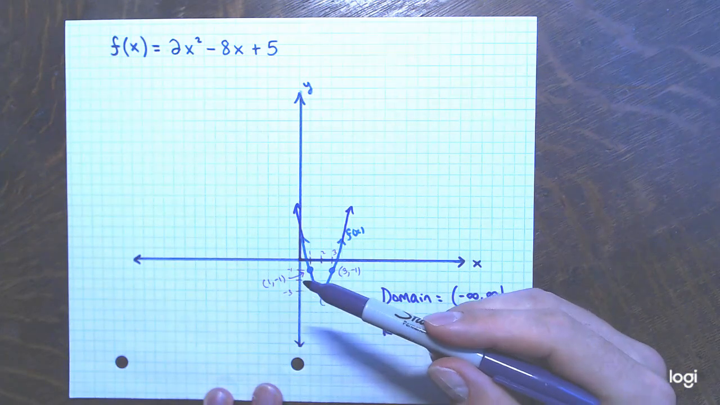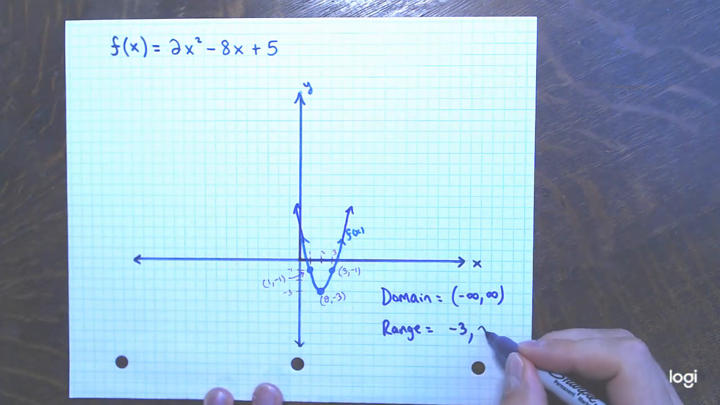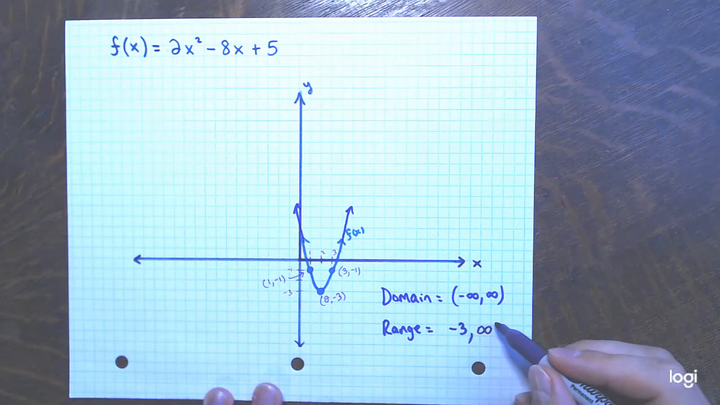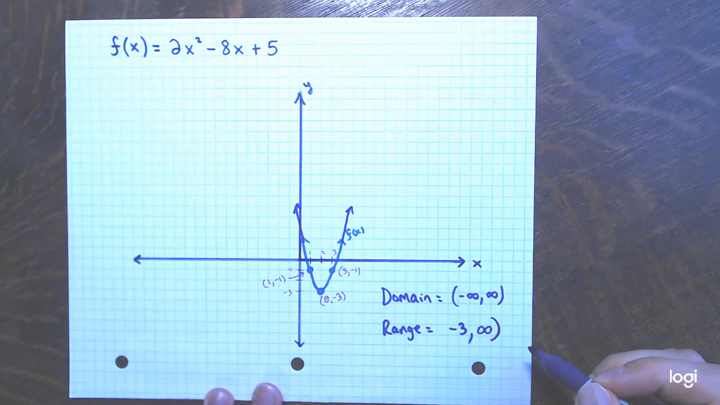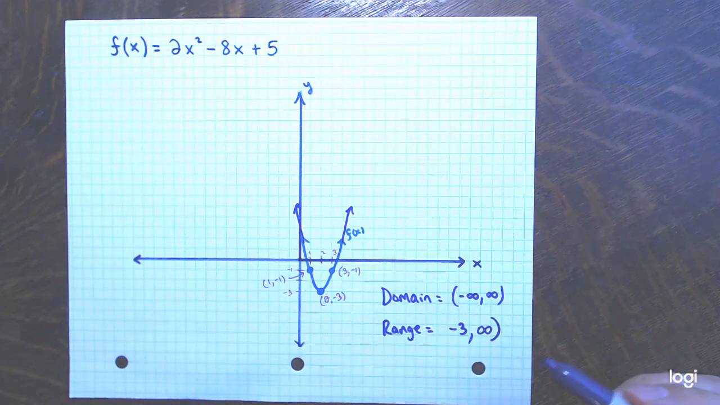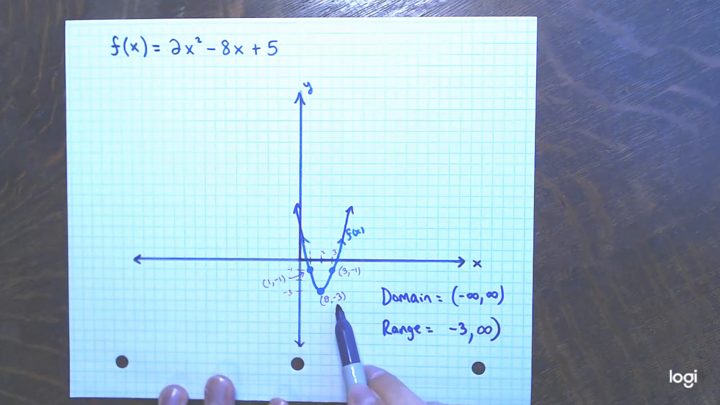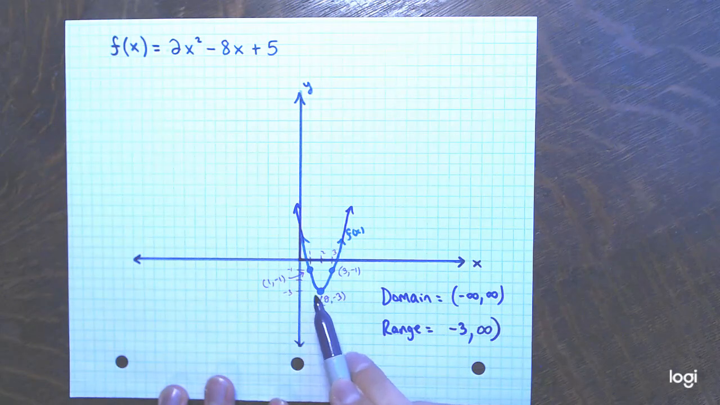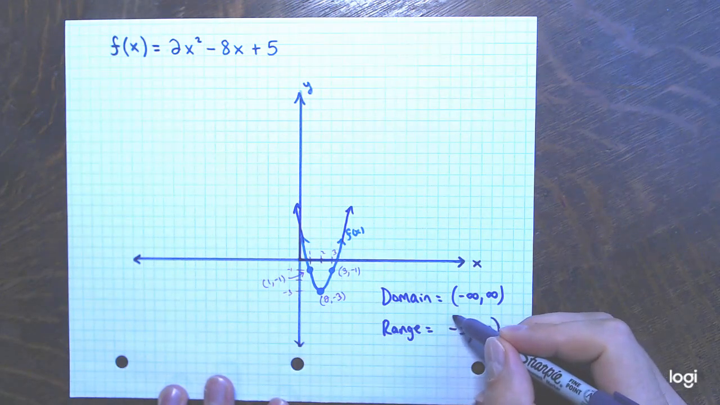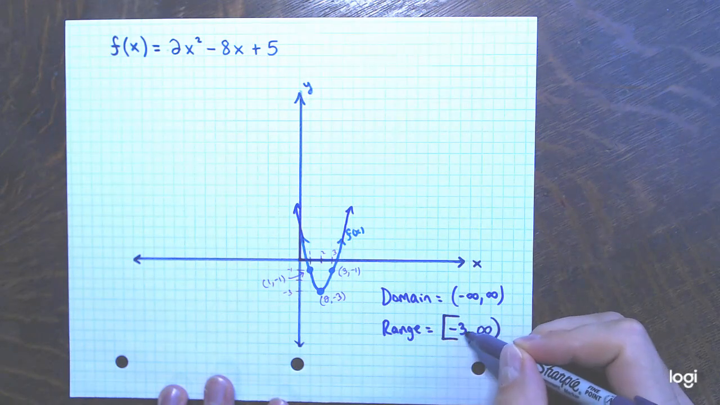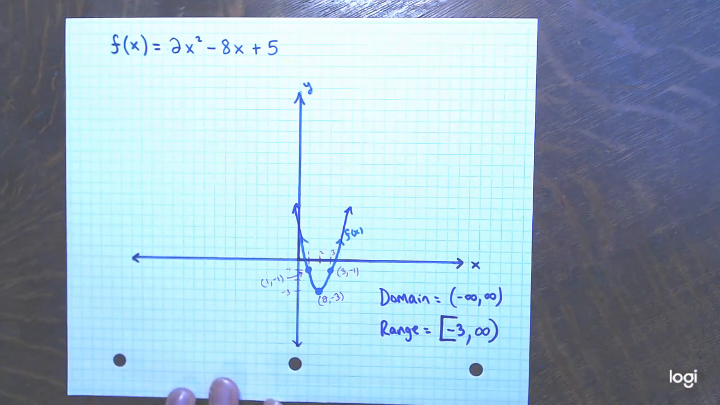So from negative 3 up, from negative 3 to positive infinity, and again, always parentheses on infinities, they're not numbers. Infinity doesn't actually belong to the range. But negative 3 does, right? Negative 3 is actually a y-coordinate of some point. This point here, the vertex. So I put a rectangular bracket around that to indicate that negative 3 is part of the range.